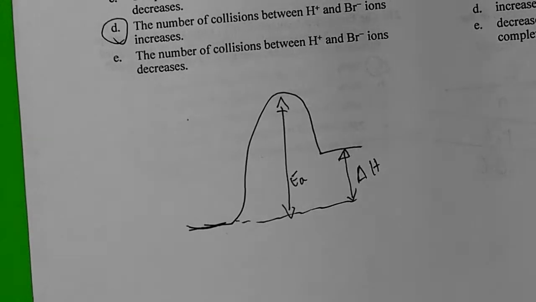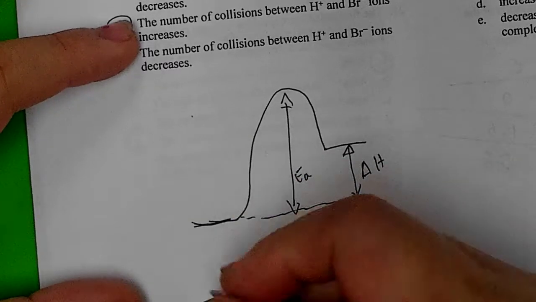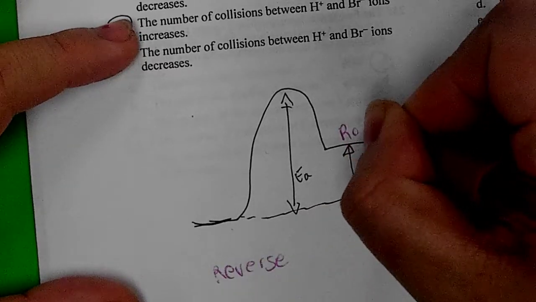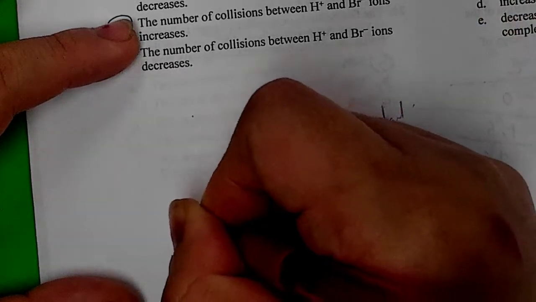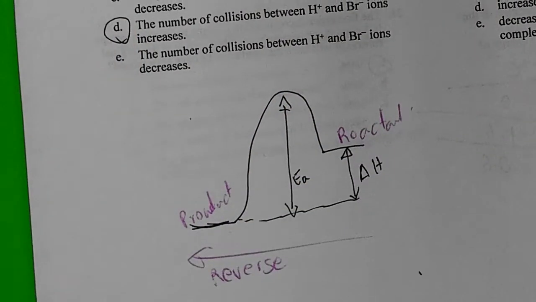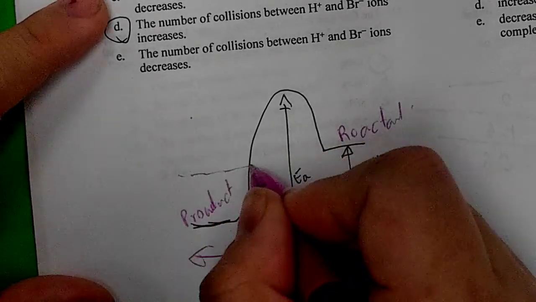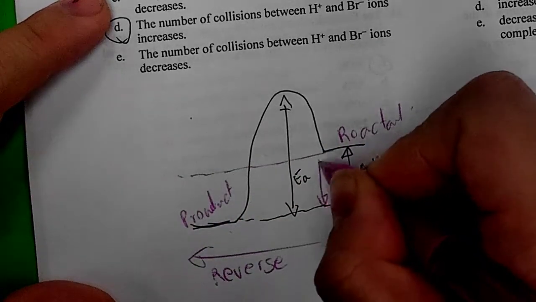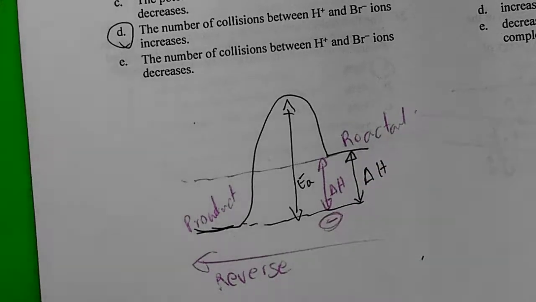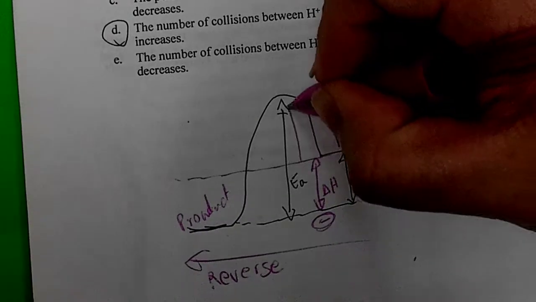I'm gonna use pen to do the reverse. So reverse. This is my reactant, and then this is my product. Agree? So now this is an exothermic reaction. So let's see what my things are gonna be. This is my delta H. Agree? Yeah? From product to reactant, except it's exo, so it's gonna be negative. So this is gonna be negative. And then my EA is right here.